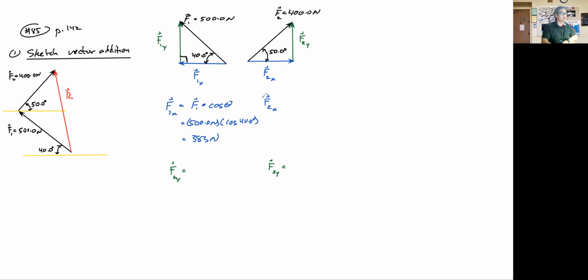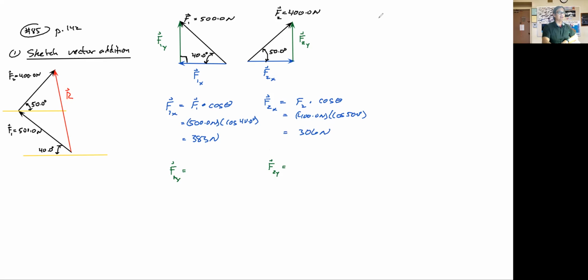Let's do the same thing for this x component here. That's going to be F2 times the cosine of this angle. So let's go and plug that in. That's going to be 400 newtons times the cosine of 50. And I think I have that one. 400 times the cosine of 50. That's 306 newtons. All right, so that's how we got the x components of those two.